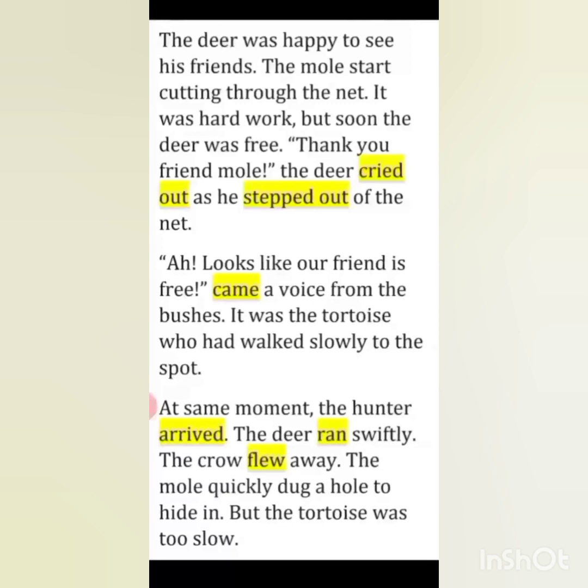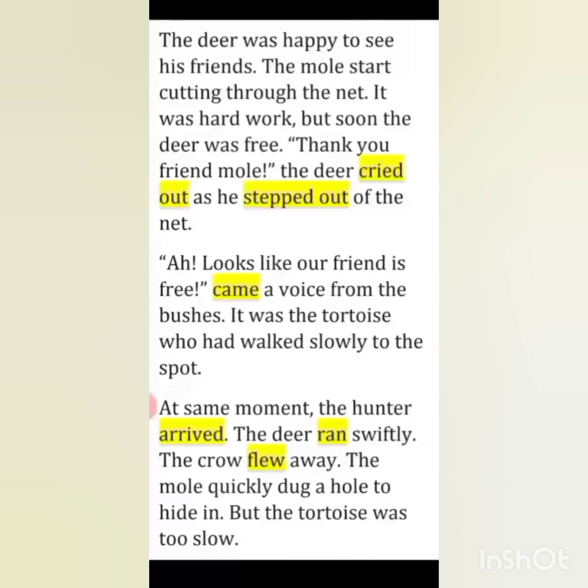The mole started cutting through the net. It was hard work, but soon the deer was free. Thank you, friend mole, the deer cried out as he stepped out of the net. Ah, looks like our friend is free, came a voice from the bushes. It was Tortoise, who had walked slowly to the spot.